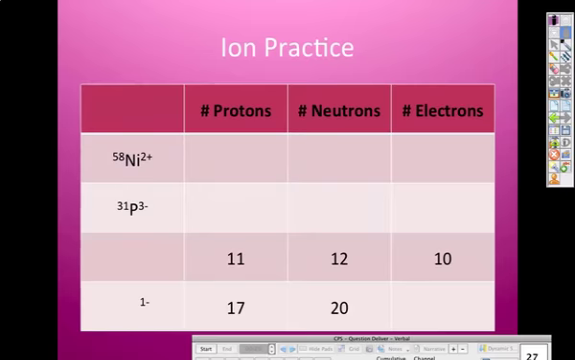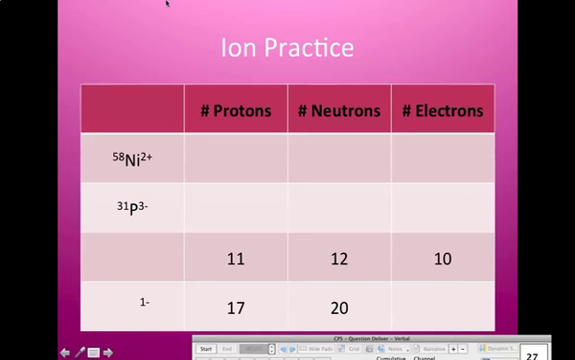Okay, so let's look at some ion things. This is just slightly different from what we saw before, but it had to give us more information.